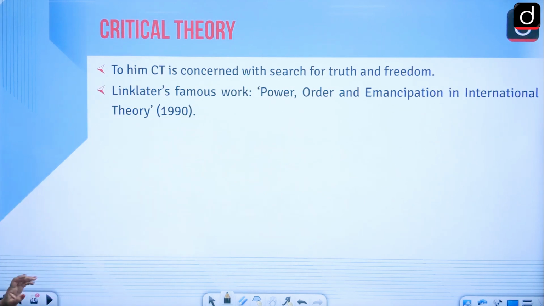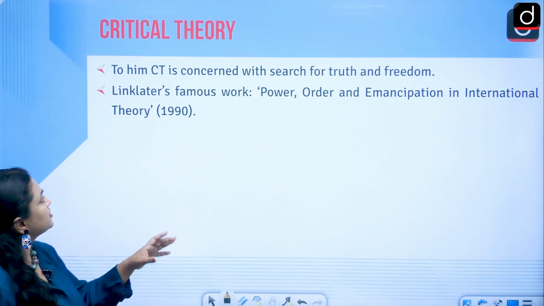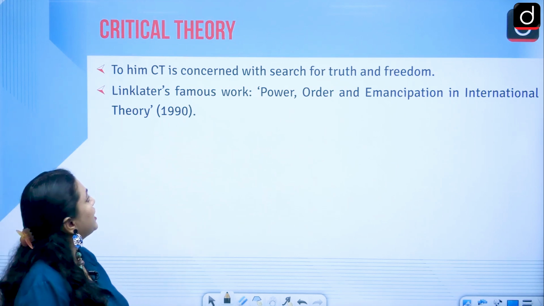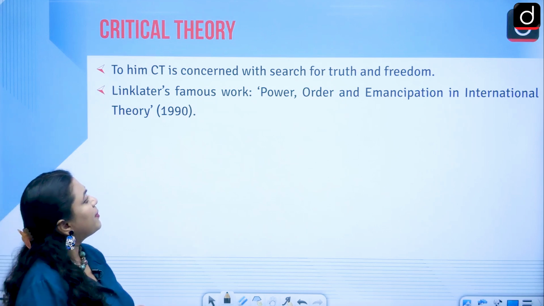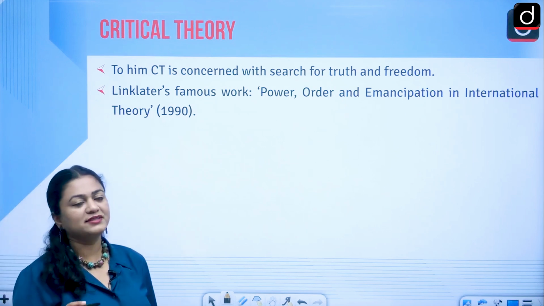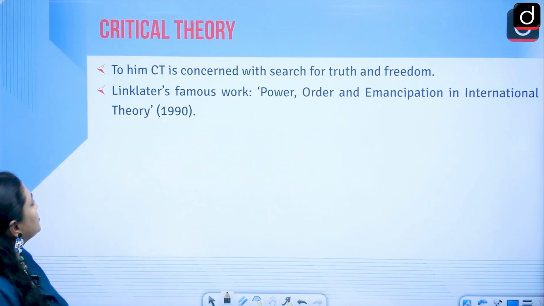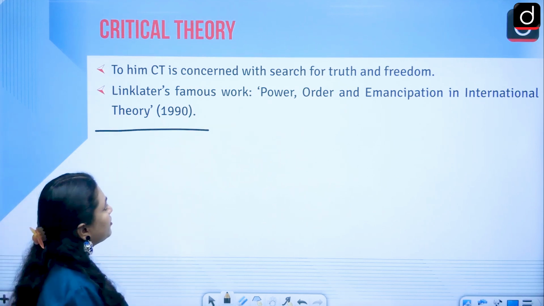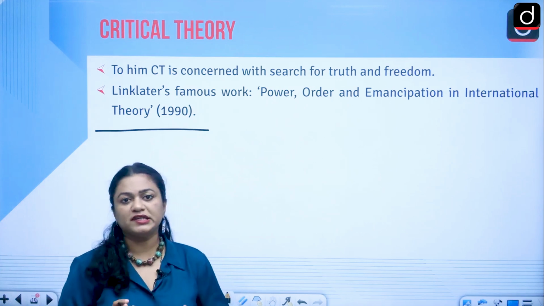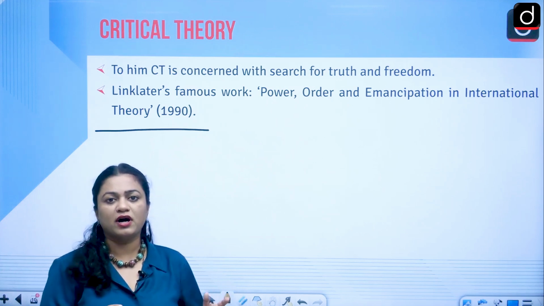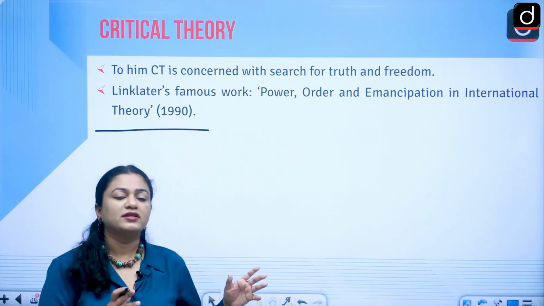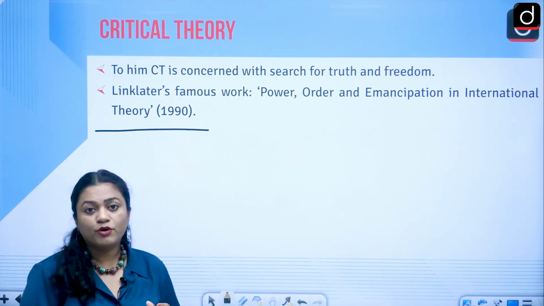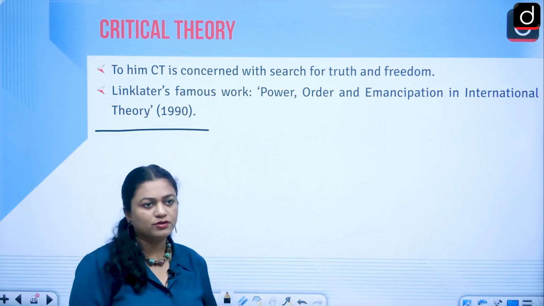Now, to Andrew Linklater, critical theory is concerned with the search for truth and freedom. Andrew Linklater's famous work is Power, Order, and Emancipation in International Theory, published in 1990. Keep an eye on it. There is a high possibility that in UGC, they tend to ask questions related to books, their writers, and their major contributions towards certain theories.